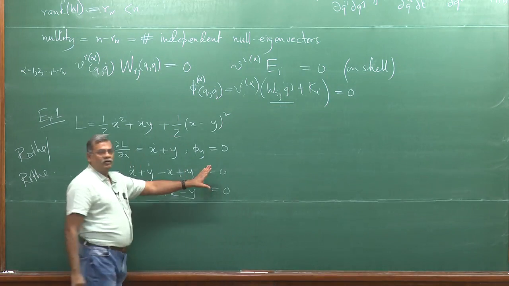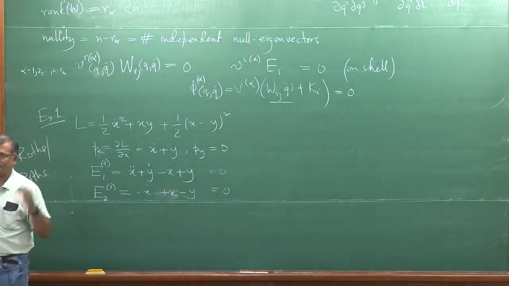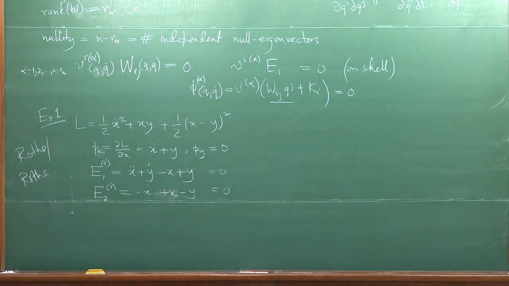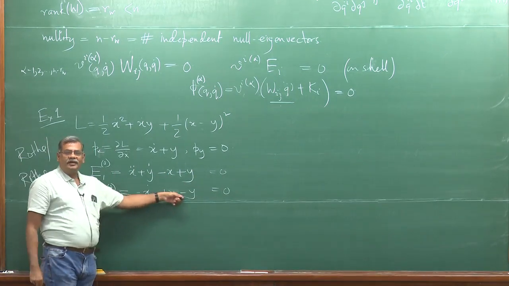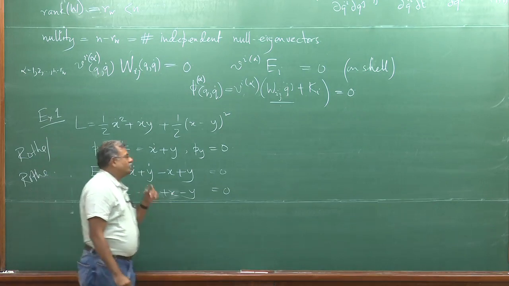Because that's what the equation of motion is. Both of these are going to be 0. I have one which looks like a genuine equation of motion. The second one doesn't. This is a constraint equation. Okay?